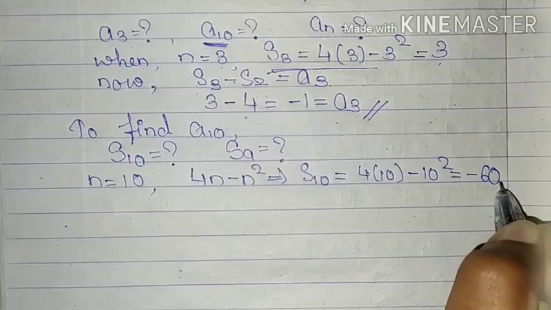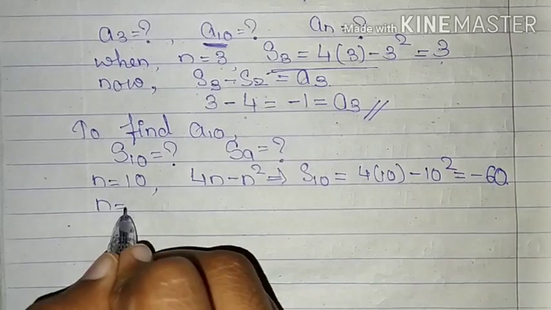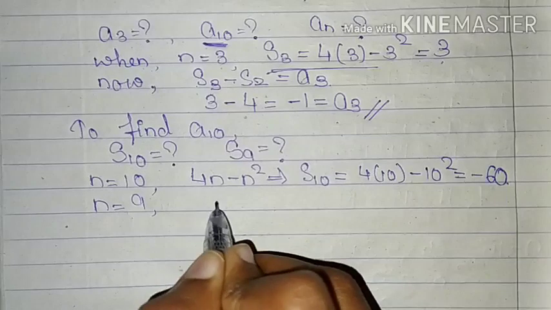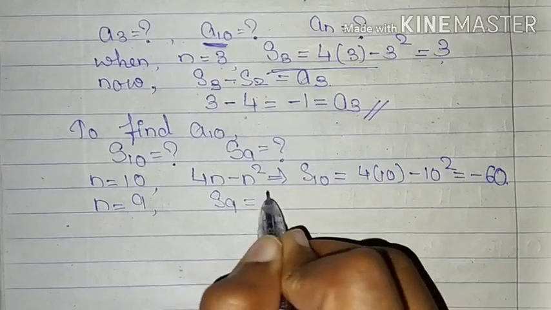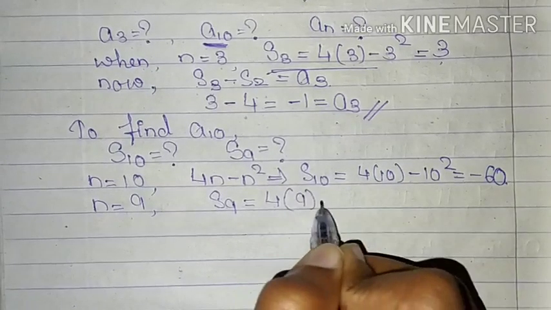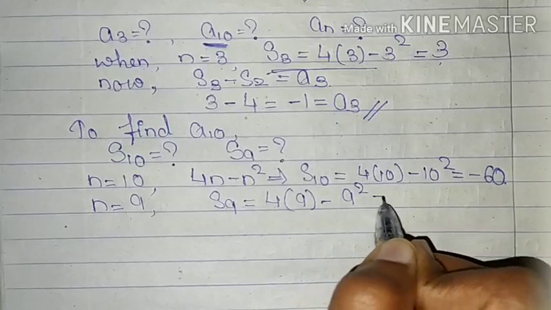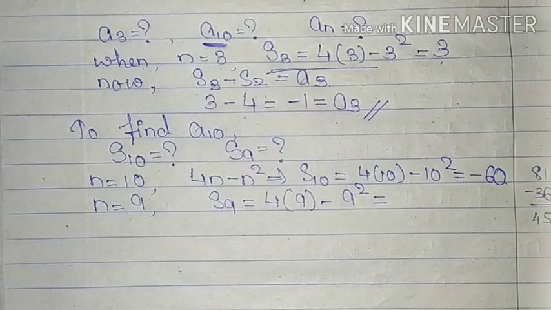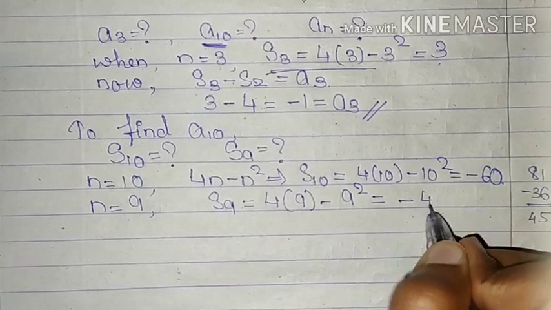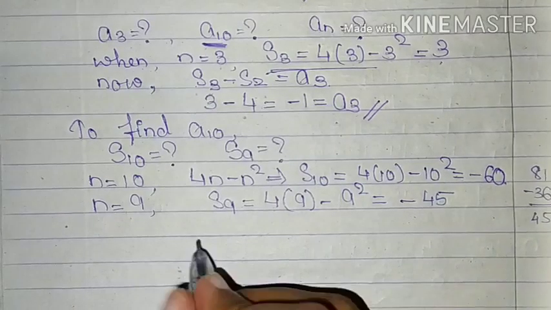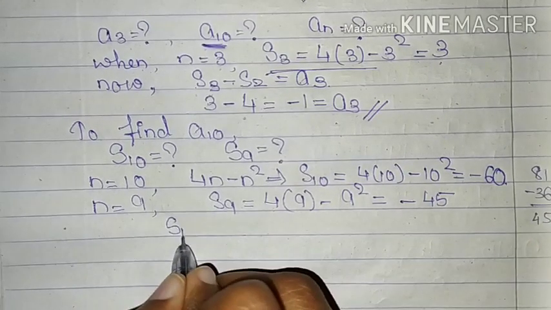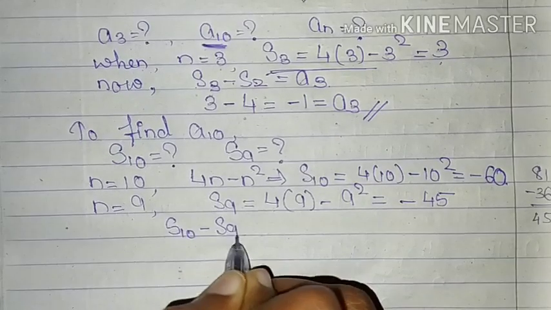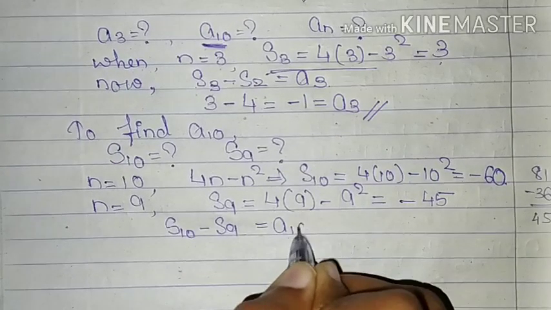minus 60. Similarly, to find S9, when n is equal to 9, S9 is equal to 4 into 9 minus 9 square, which is equal to minus 45. So now S10 minus S9 is equal to A10.